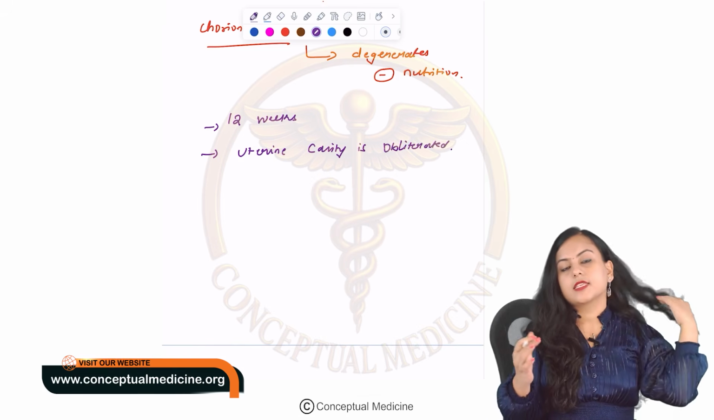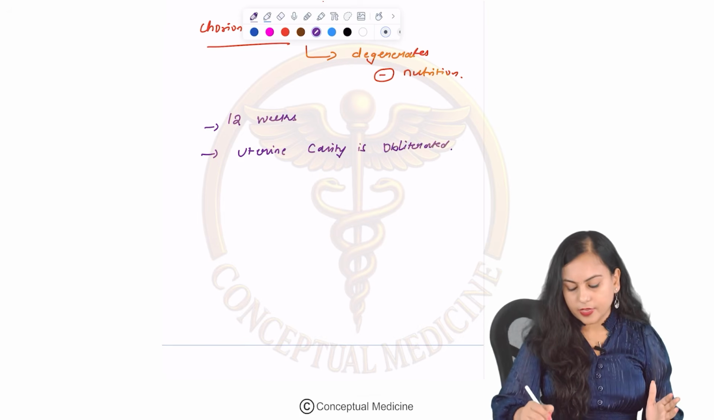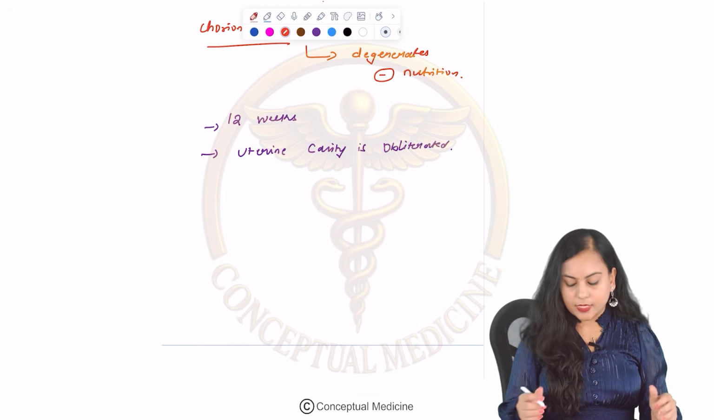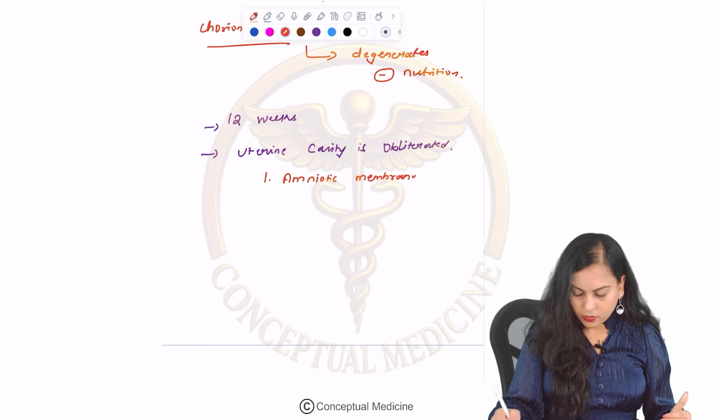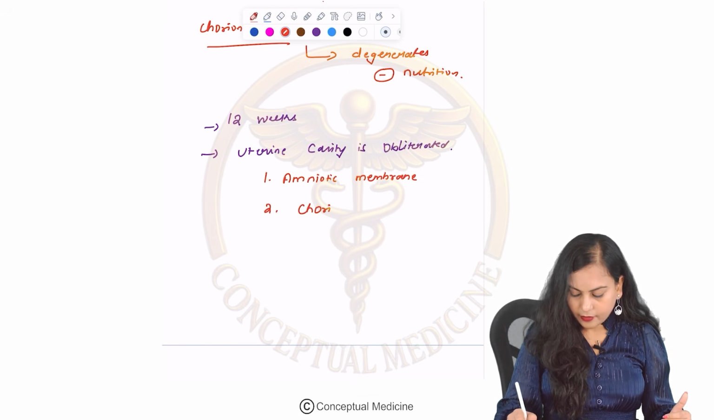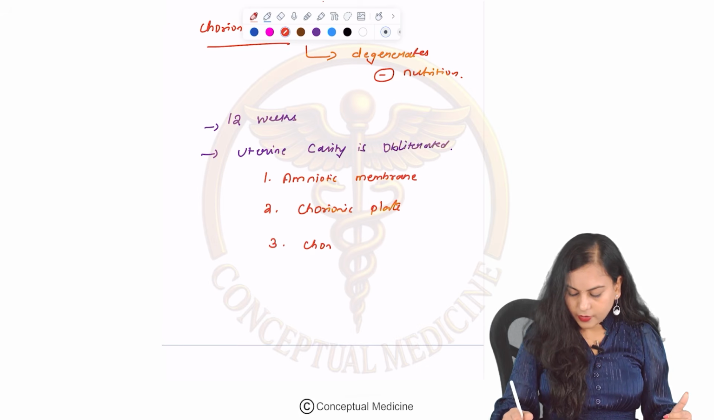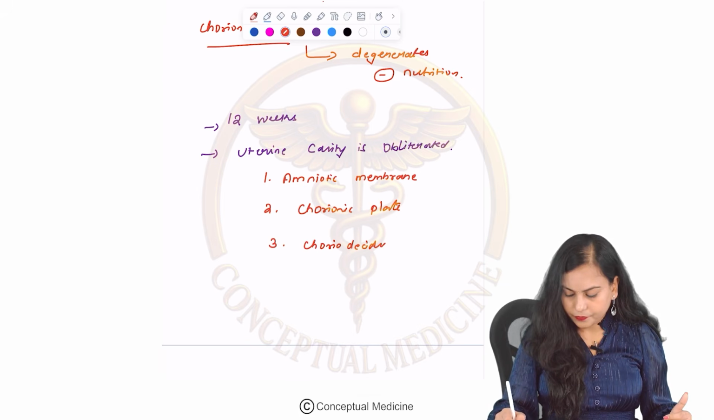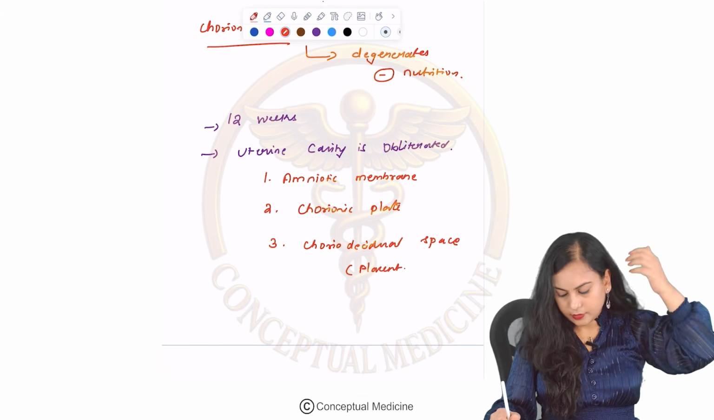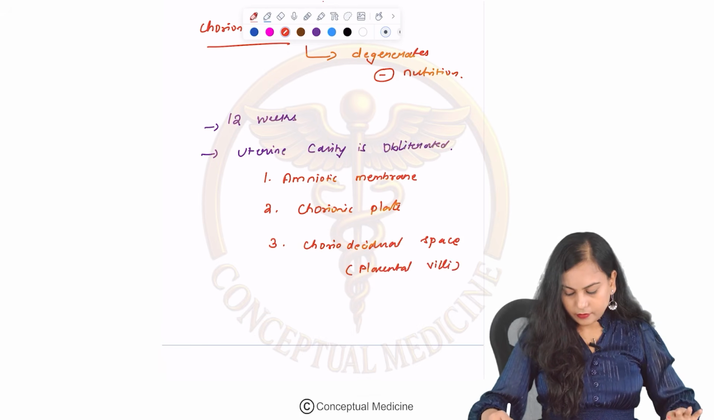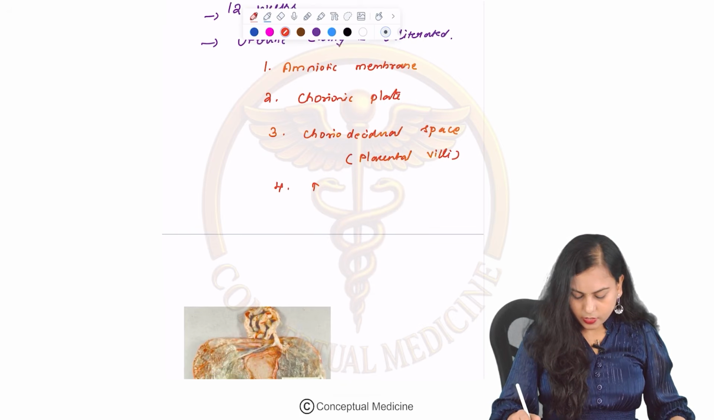If you see the layers from the fetal to the maternal surface, the order of layers in the placenta will be like this. First we have the amniotic membrane, then the chorionic plate, then the choriodecidual space with placental villi. Also, you have the decidual villi.